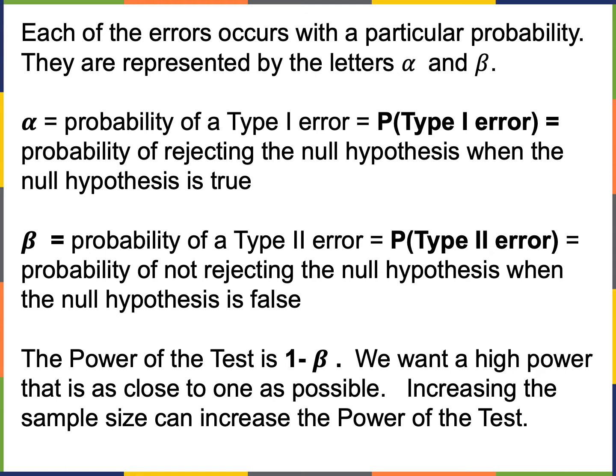Beta represents the probability of a type 2 error. In other words, the probability of not rejecting the null when the null is false. And then the power of the test is actually the complement of beta. So the power of the test, remember, is a correct probability. It's represented by 1 minus beta, because it's the probability of rejecting the null hypothesis when the null hypothesis actually is false.